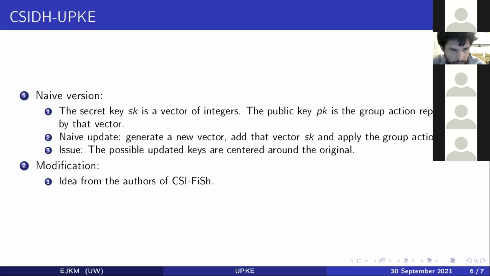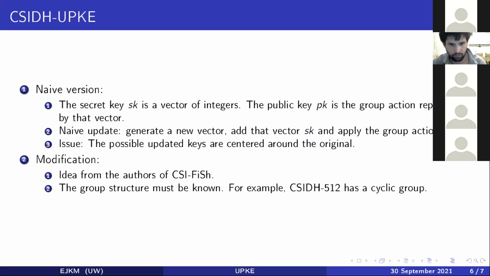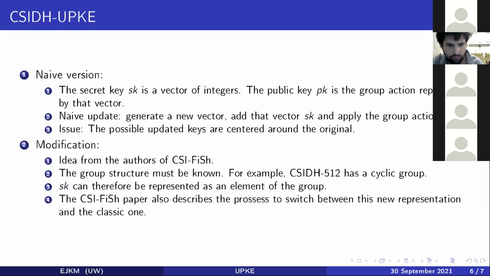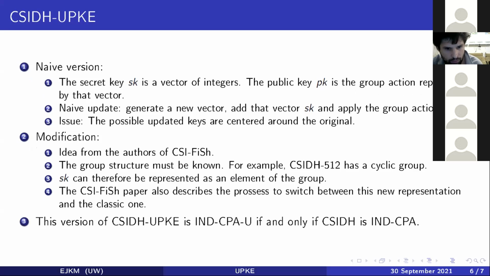However, we can solve both those issues with an idea from the authors of SeaSign, which is to, instead of representing the secret key as a vector, represent it as a group element, as long as we know the group structure. For example, in CSIDH-512, we know that the group is cyclic. Because we represent it as a group element, both our issues are solved. The paper describes a process to switch between the two representations. Because of that, our version of CSIDH UPK is IND-CPA-U if and only if CSIDH is IND-CPA.